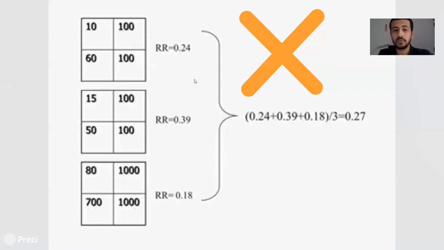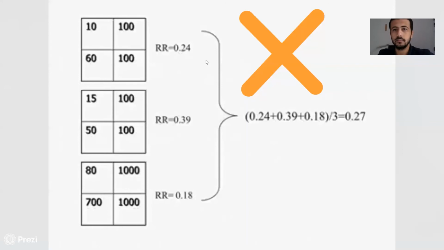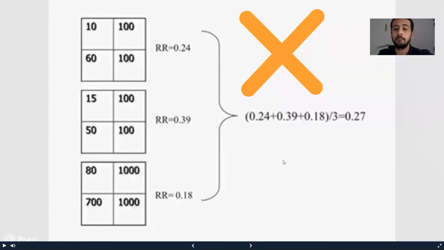Here, they took the mean of the RRs. Is that good for you? No, of course not. Why? Well, the third study has thousands of patients. It cannot be compared to the first two. It shouldn't have the same value. It shouldn't have the same importance.